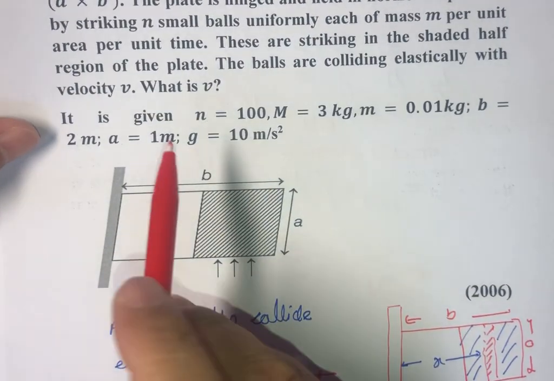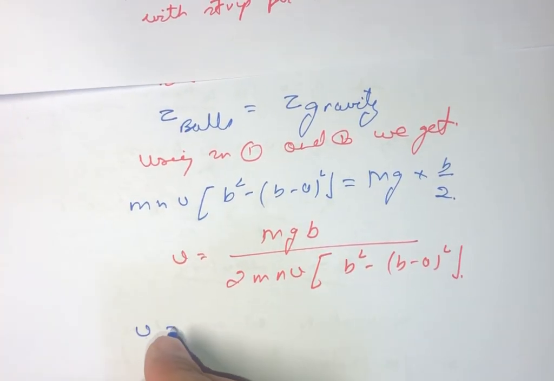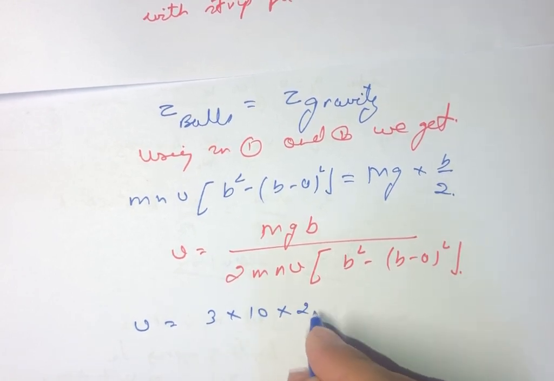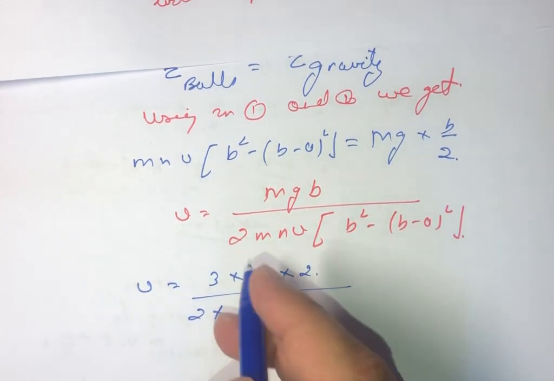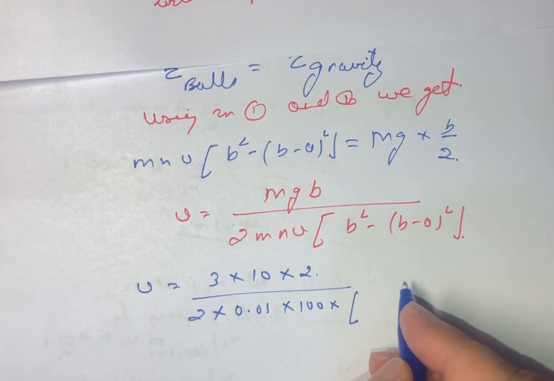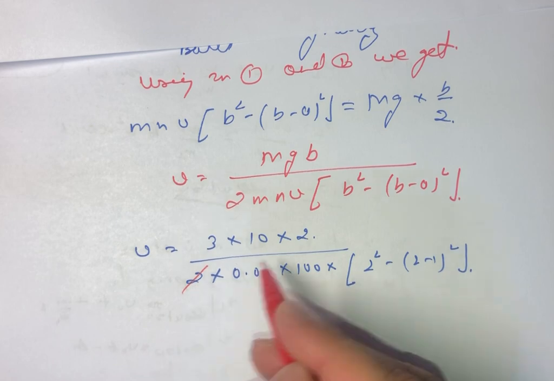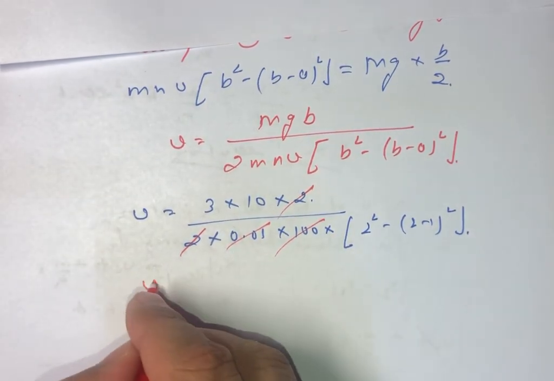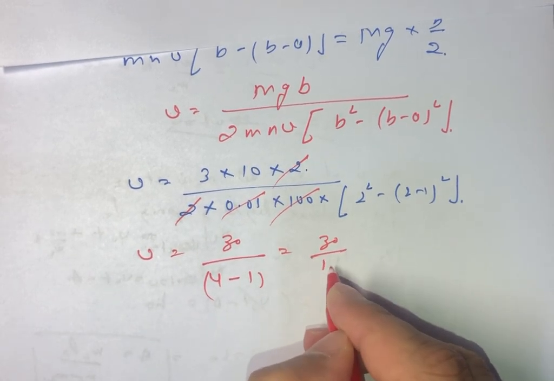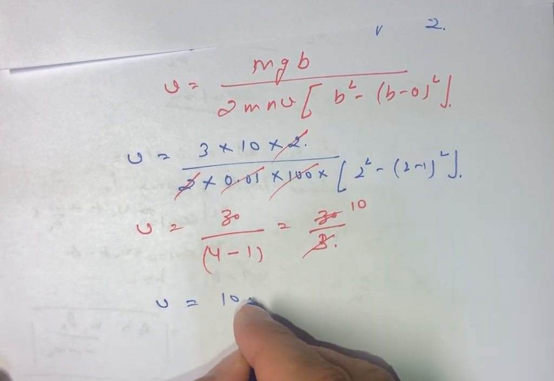It is also already given that the number of balls is 100, and the mass of the plate is 3. We need to substitute these values one by one. So we get V is equal to 3, g is taken as 10, and b is given as 2, and this is 2, the small mass is given as 0.01, number of balls is 100, and width b is 2, minus 2 minus 1 whole square. So here 2 cancels out with 2, and we are left with V equal to 30 divided by 4 minus 1, so 30 divided by 3, which gives us velocity equal to 10 meters per second.